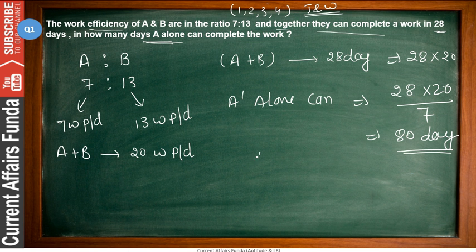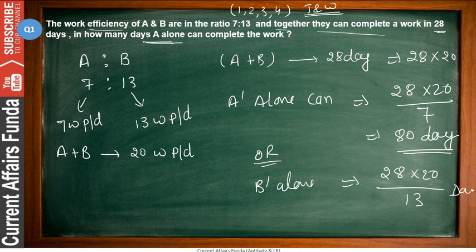And if the question is asked the other way, how much time will B alone take to complete the whole work, we can say 28 into 20 divided by the efficiency of B, that is 13. So this is the total number of days by B. Friends, this is the longer way to solve this kind of problem, but you don't need to follow this method in your exams.